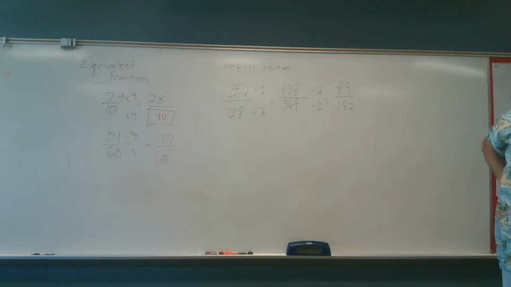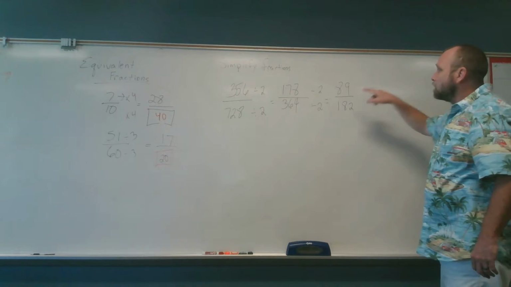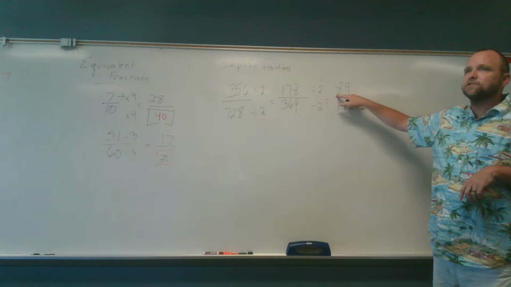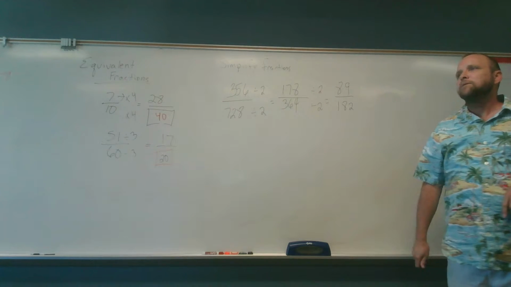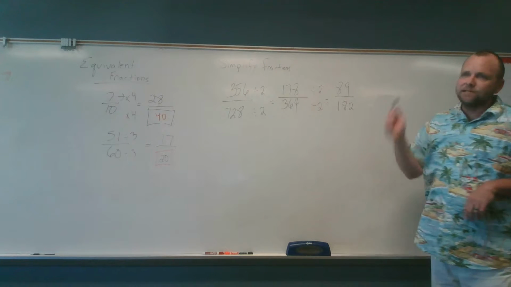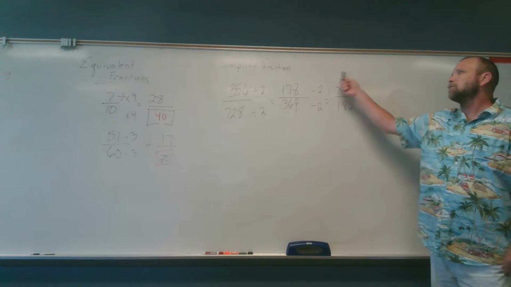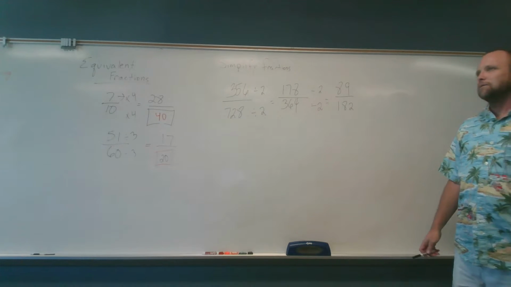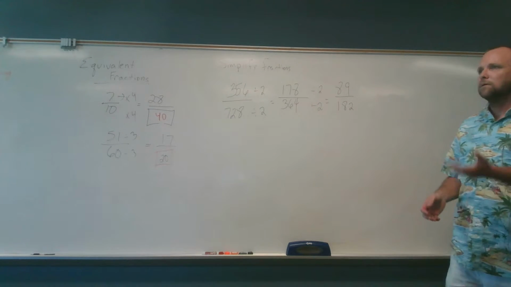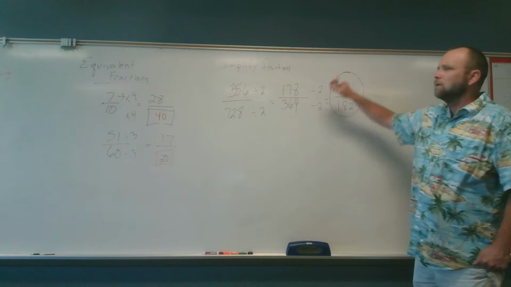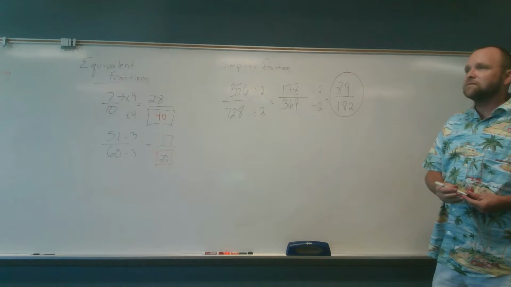Can I divide them both by 3? To tell if it's divisible by 3, you add the digits together. So what's 8 plus 9? 17. Is 17 a multiple of 3? No, so it can't be divisible by 3. Also, 89 is a prime number. So this is in simplest form.